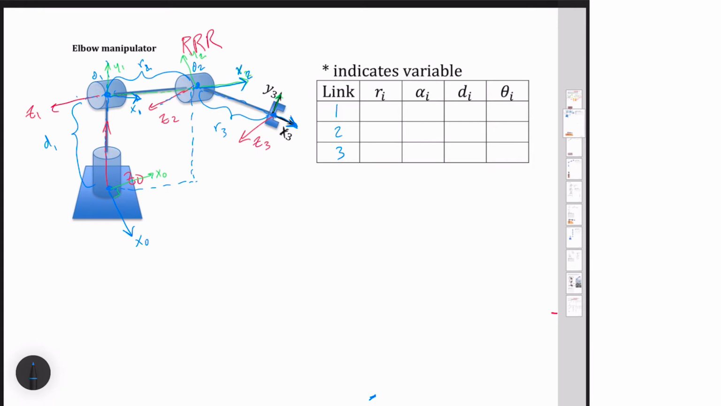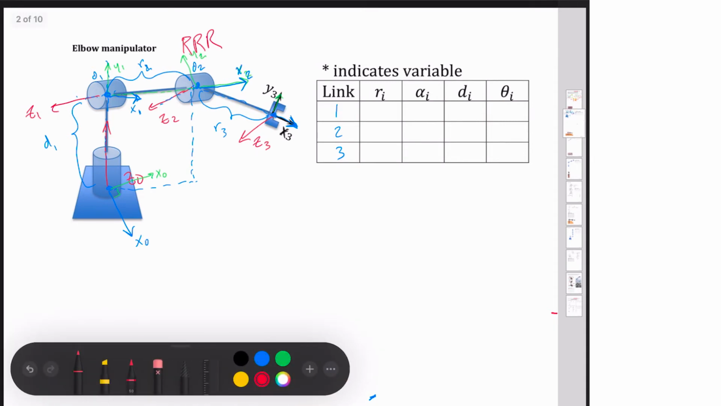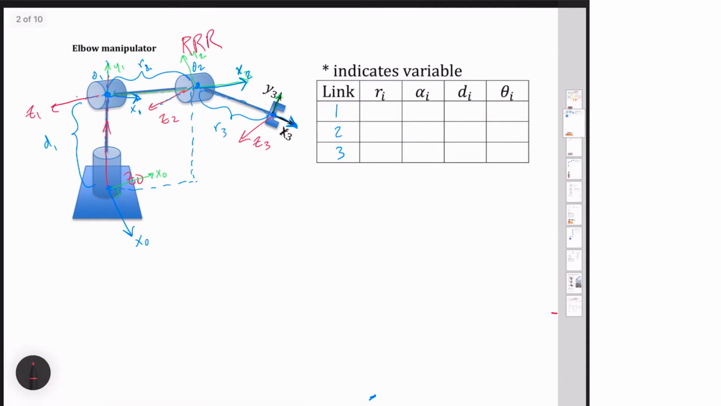I'm also going to have to look and see if I have any alpha twists. I just need to look for consecutive z-axes that are not aligned. So I can see right here, if I translate this z1 up to here, z1 translated, and if I put my thumb along my x1 direction, in order to align my z0 to my z1, I have to rotate it 90 degrees this way. And so alpha 1 is equal to 90 degrees. Now I have everything that is non-zero in here.